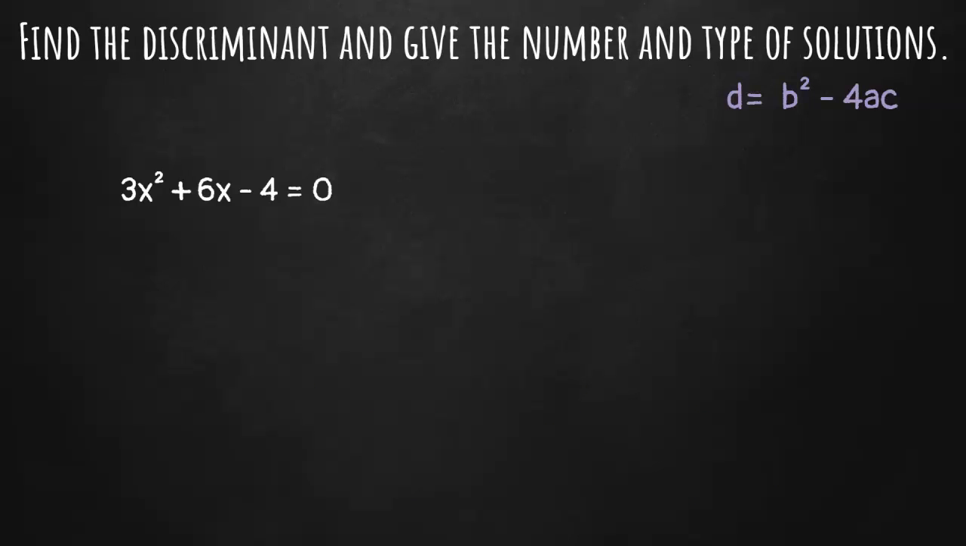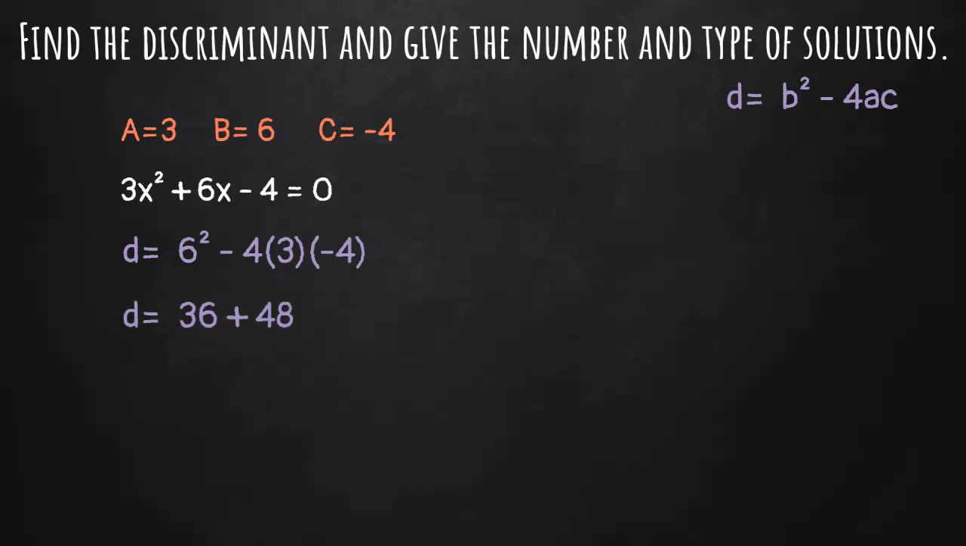So now let's find the discriminant and give the number and type of solutions. Now I did write the discriminant as b squared minus 4ac. So let's look at what we have in our quadratic equation. Now, I can identify the a, b, and c as 3, 6, and negative 4. So let's take what I have. I have 6 squared as my b squared minus 4 times a times c. So 4 times 3 times negative 4. I get 36 plus 48. So my discriminant is 84.